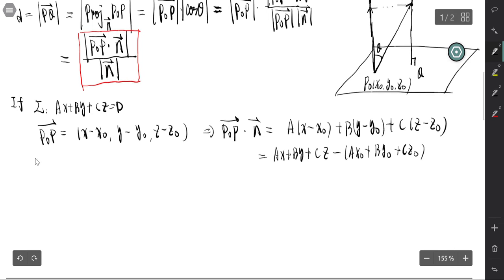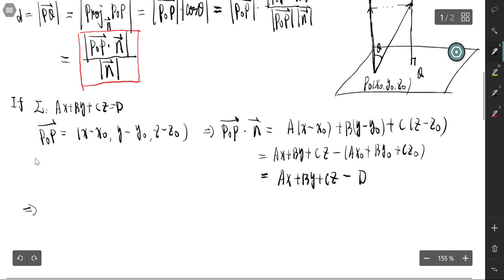and x naught, y naught, z naught are the coordinates of P naught. So this point is on the plane, so a x naught plus b y naught plus c z naught satisfies the equation of this plane. These three terms equal d, so minus d.